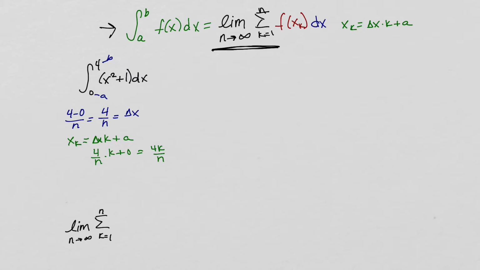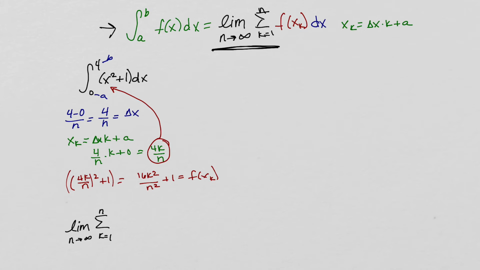So the next thing we need to do is take this as an input for x and plug it into our function being x squared plus 1. So this is going to go into our function as x. So what we're really going to have is (4k over n) squared plus 1. And if we simplify that, we get 16k squared over n squared plus 1. That is going to be our f of x sub k.